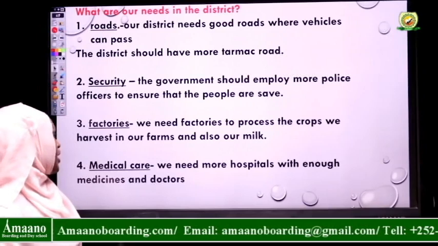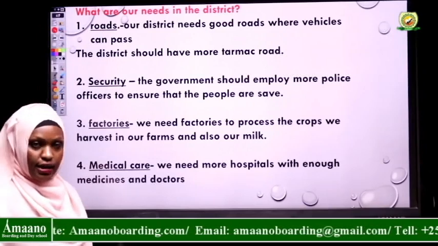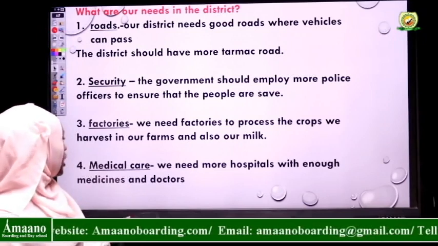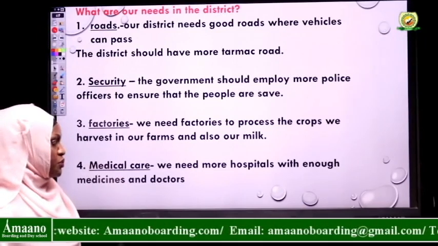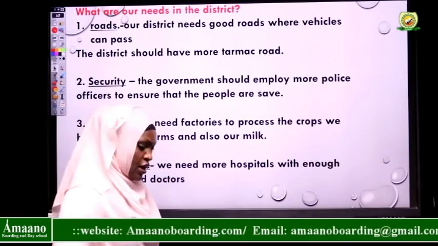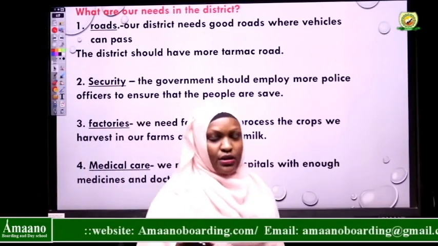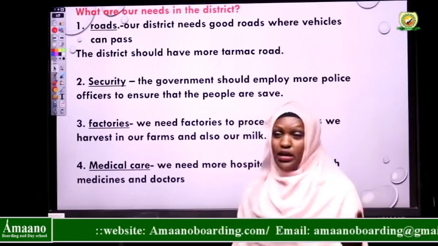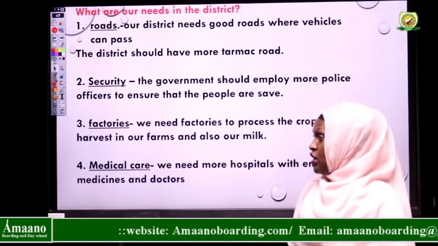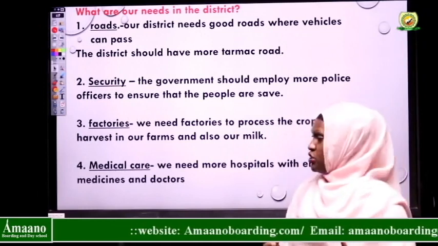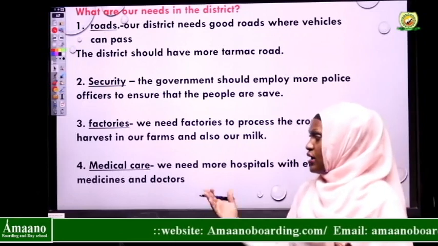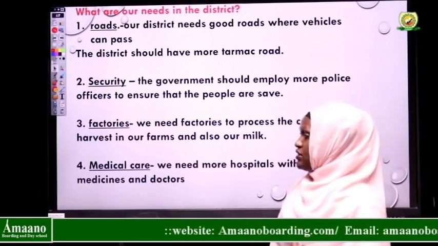Number 4, we need medical care, and you say we need more hospitals with enough medicine and doctors. Now, if in a district there is only one hospital and the people living in the district are so many, this one hospital cannot deal with all the people around. So what can a government do to ensure that the people get enough medical care?